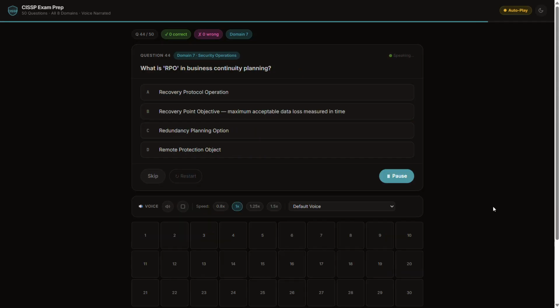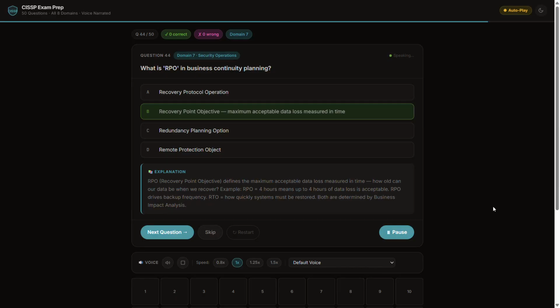Question 44. What is RPO in business continuity planning? Options: A. Recovery protocol operation. B. Recovery point objective, maximum acceptable data loss measured in time. C. Redundancy planning option. D. Remote protection object.